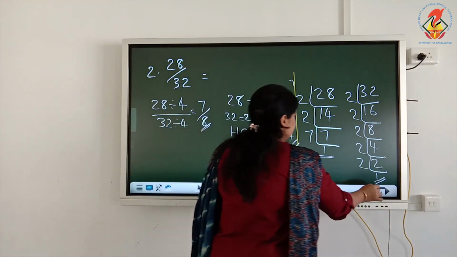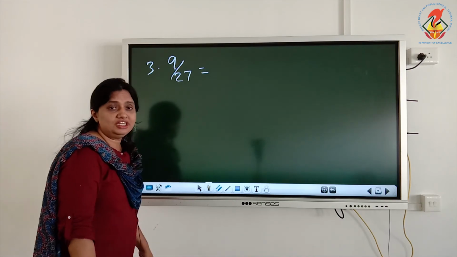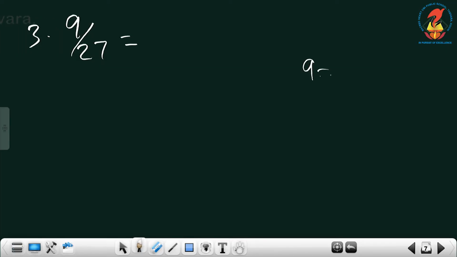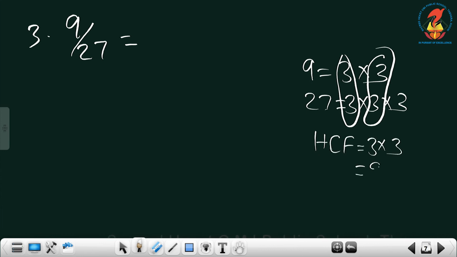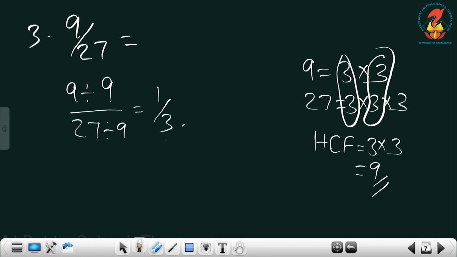Okay. And the next is 9 by 27. And you know which are the factors of 9? 3 into 3. And 27 is what? 3 into 3 into 3. Okay. After that HCF is what? HCF equals 3 into 3. That is 9. Okay. After that I need to divide the numerator and denominator by HCF. I will get the answer. That is 1 by 3. Okay.